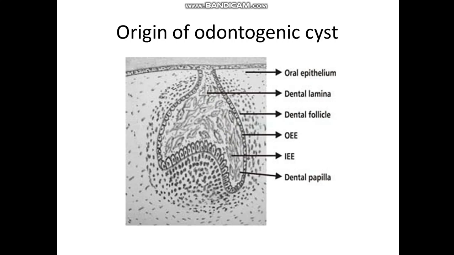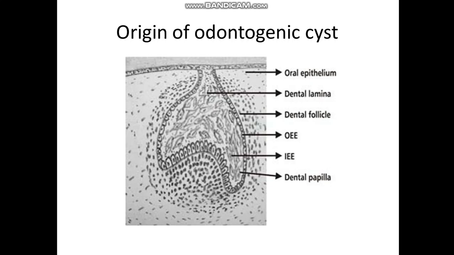Under certain circumstances, these epithelial cells, I mean epithelial rests of Malassez, undergo proliferation due to certain stimulation, infection, or sometimes inflammation. So due to proliferation of epithelial rests of Malassez, this may lead to the development of cystic lesion. In this case, since the origin of the epithelial lining is associated with the tooth development, we can say that this cyst is odontogenic in origin.